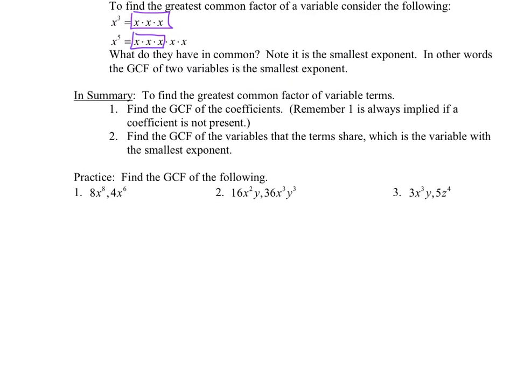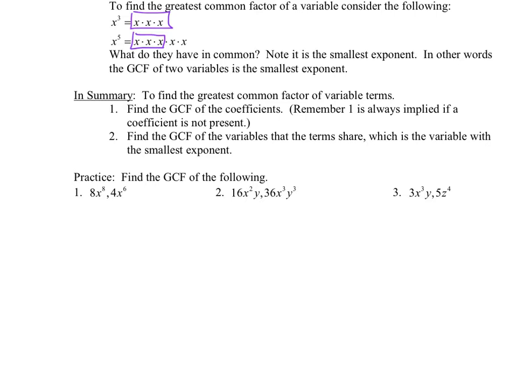To find the greatest common factor of variable terms, first, find the greatest common factor of the coefficients. Remember, one is always implied if a coefficient is not present. Find the greatest common factor of the variables that the terms share. Which is the variable with the smallest exponent?